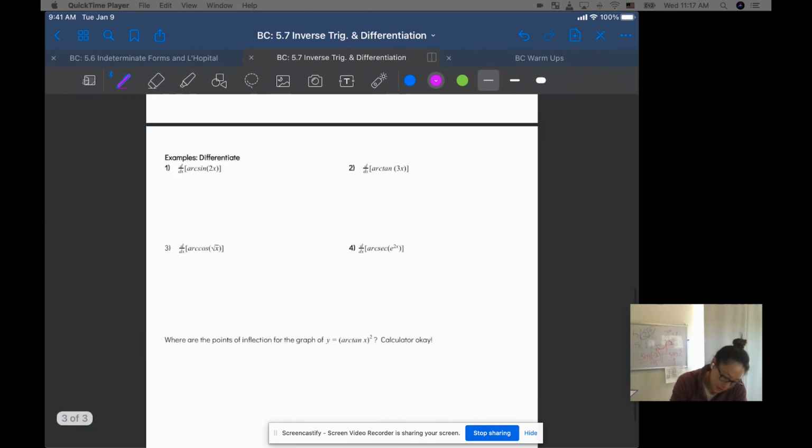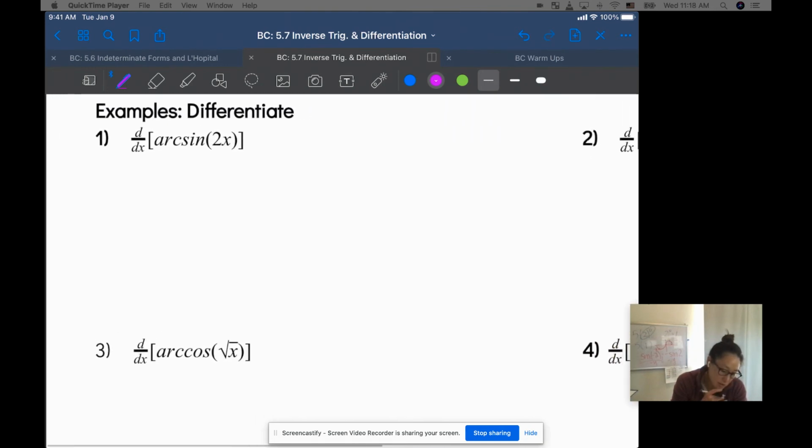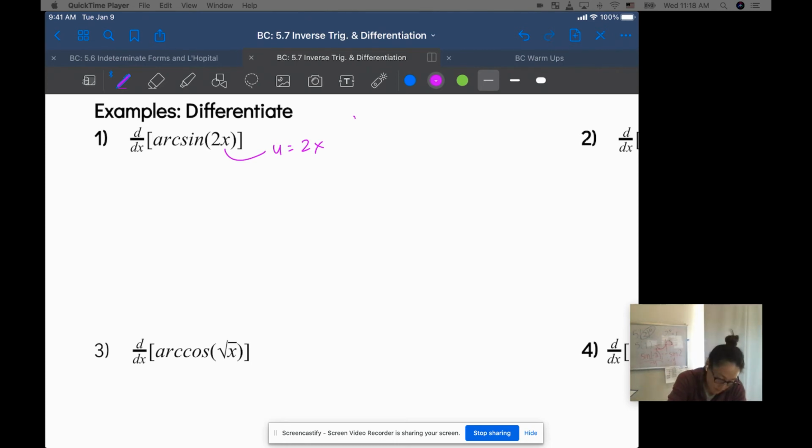All right, let's do some examples, and then we'll be done for today. All right, so the derivative of arcsine of 2x. So I'm just going to write on the side that my u value is 2x, okay?